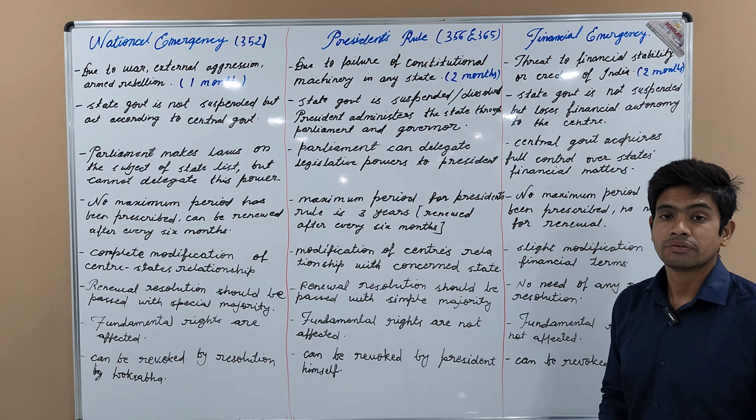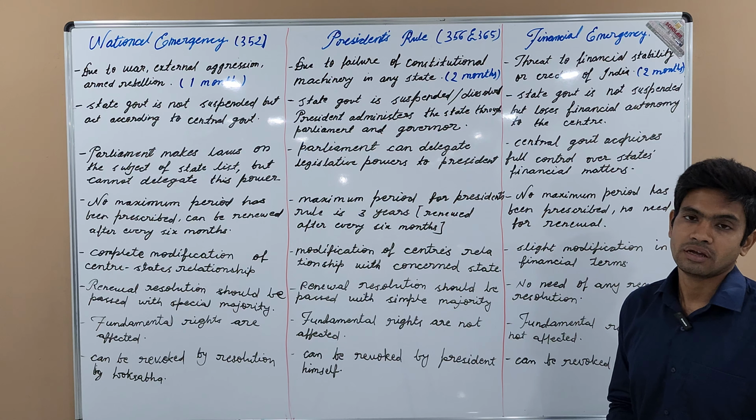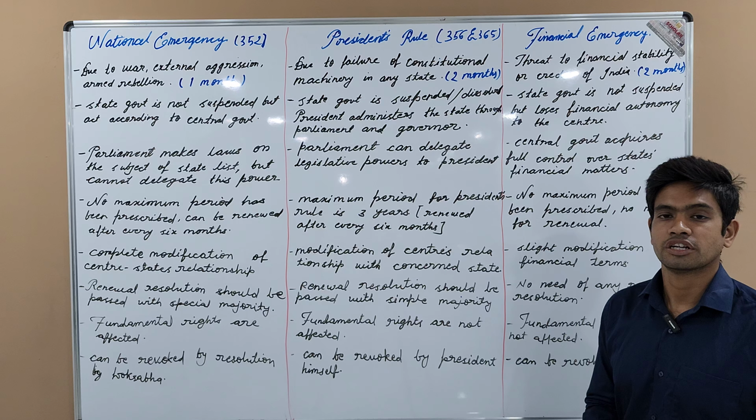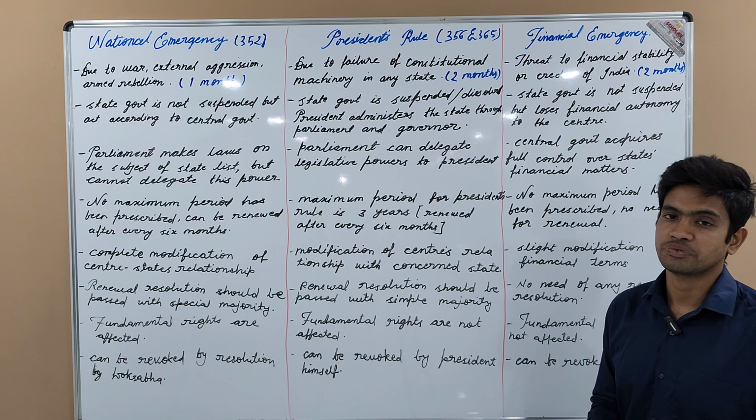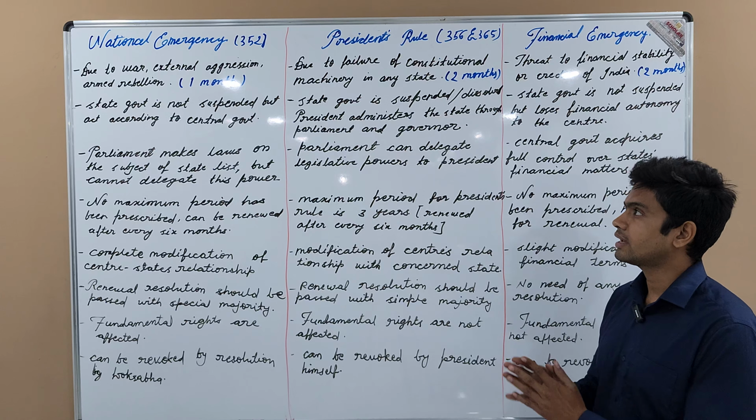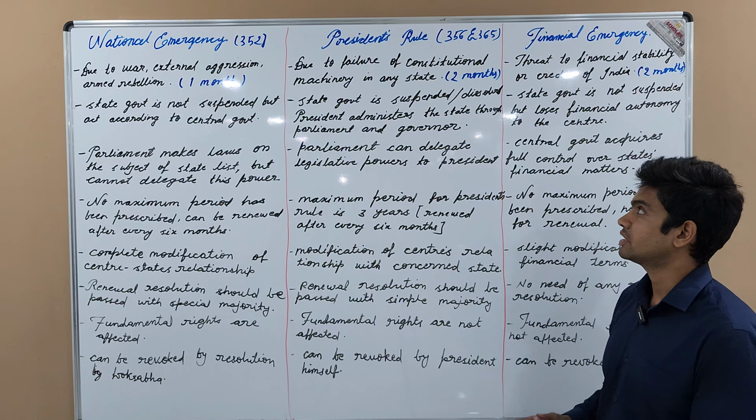So in case of national emergency, the fundamental rights are affected. The fundamental rights promised by Article 19 are automatically suspended when the national emergency has been imposed on grounds of war or external aggression, and other fundamental rights can also be suspended, except those enumerated under Articles 20 and 21. But in case of president's rule, the fundamental rights are not affected. So the major difference between the national emergency and president's rule is that in case of the national emergency, the state government remains intact, but in case of president's rule, it is completely dissolved. And in case of national emergency, the fundamental rights are affected, but in case of president's rule, the fundamental rights remain intact.